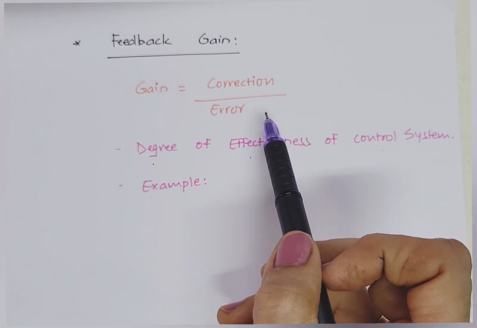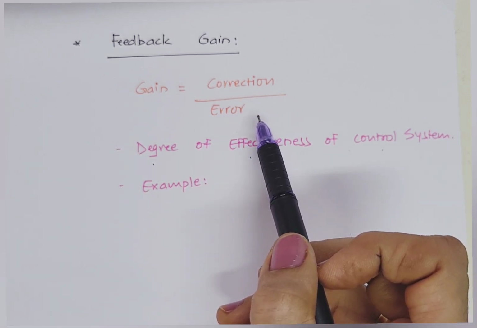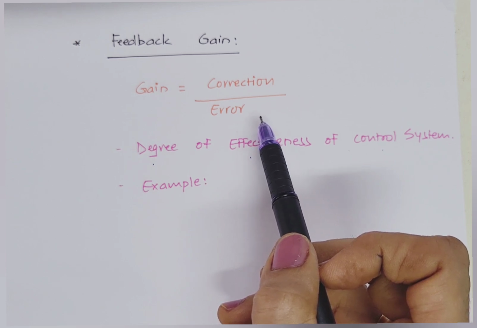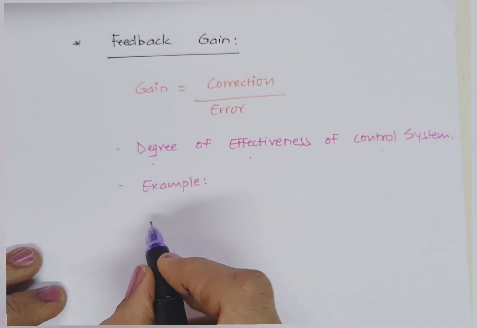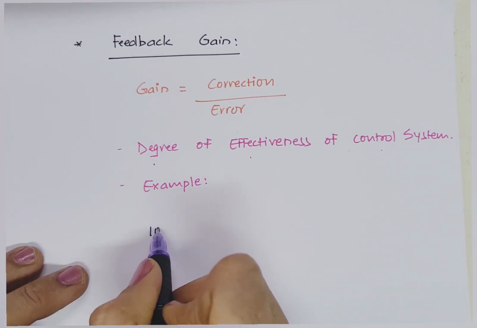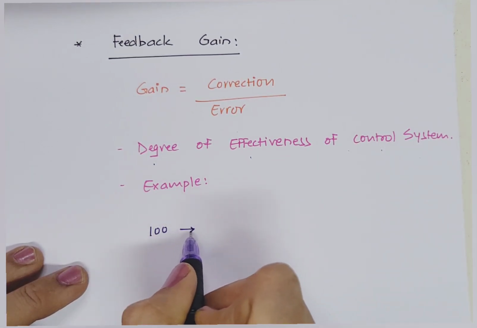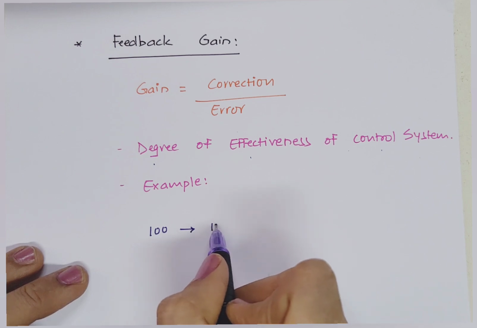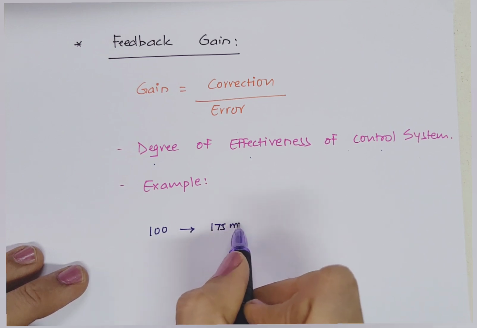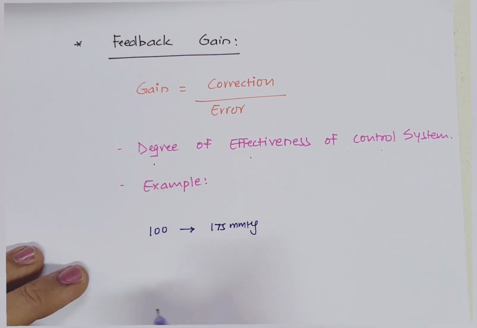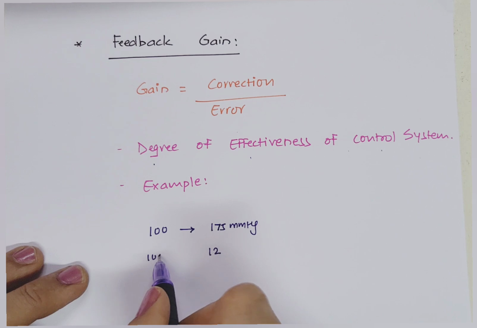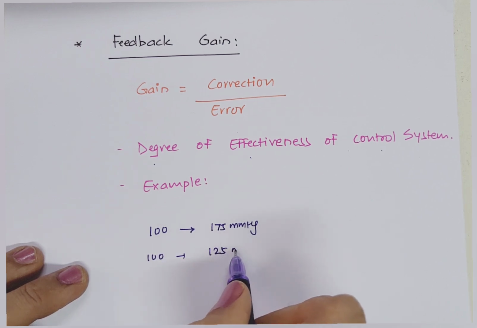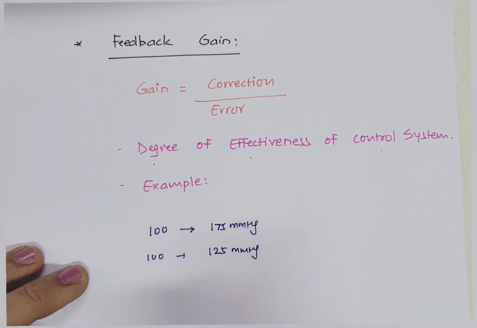For example, suppose we are infusing a large amount of blood to a person whose baroreceptor mechanism is not working. The normal blood pressure of the individual is 100, and it rises from 100 to 175 millimeters of mercury when we infuse blood. The same thing, when we are infusing blood to an individual whose baroreceptors are working, then it rises from 100 to 125 mmHg. So now how can we calculate the gain?